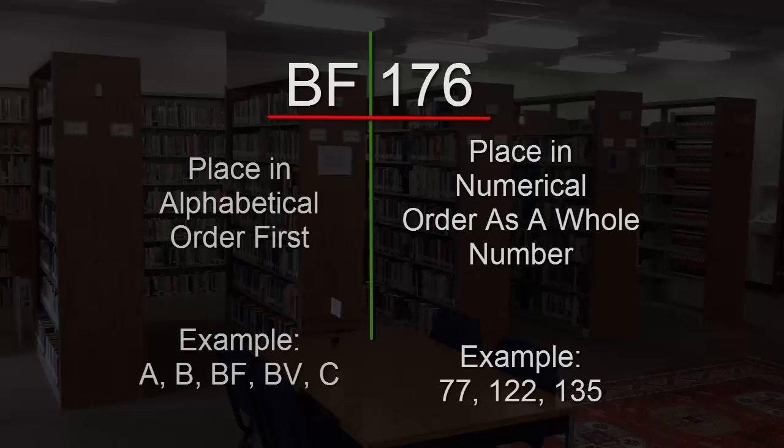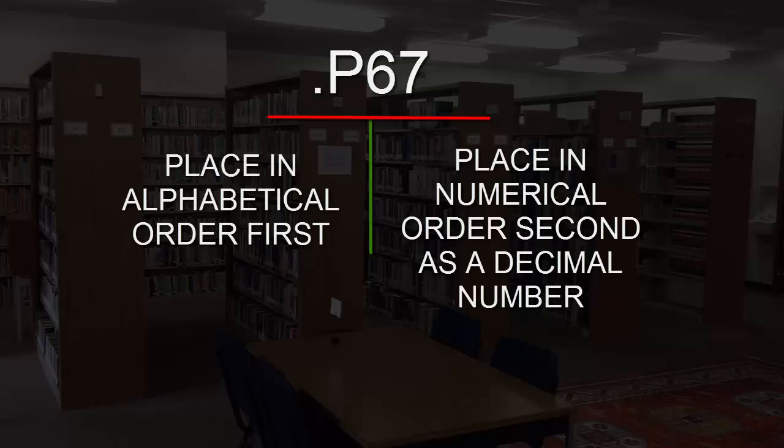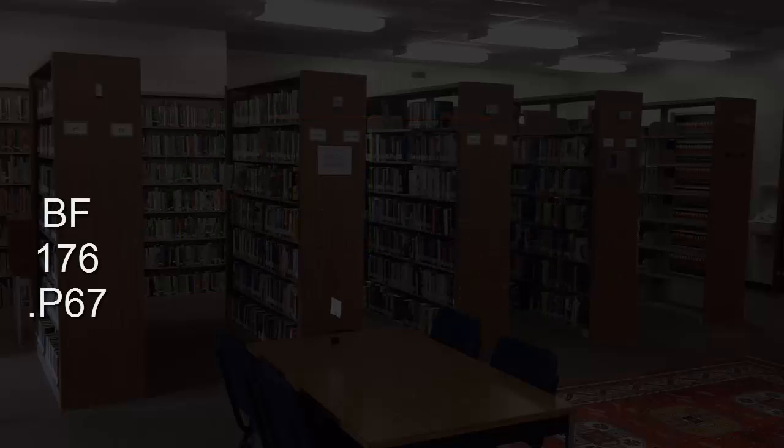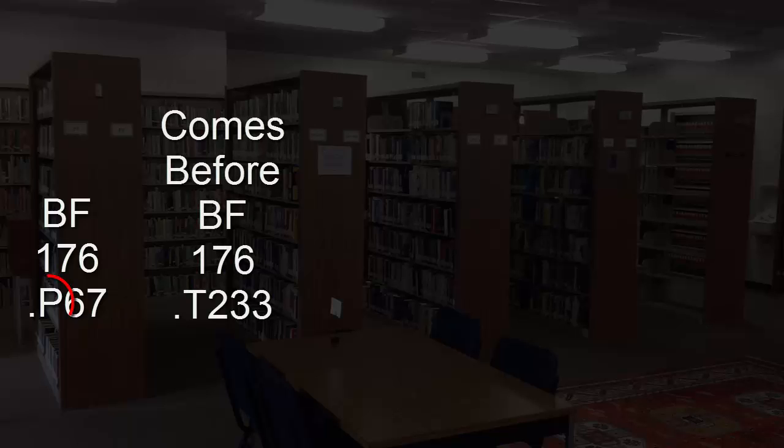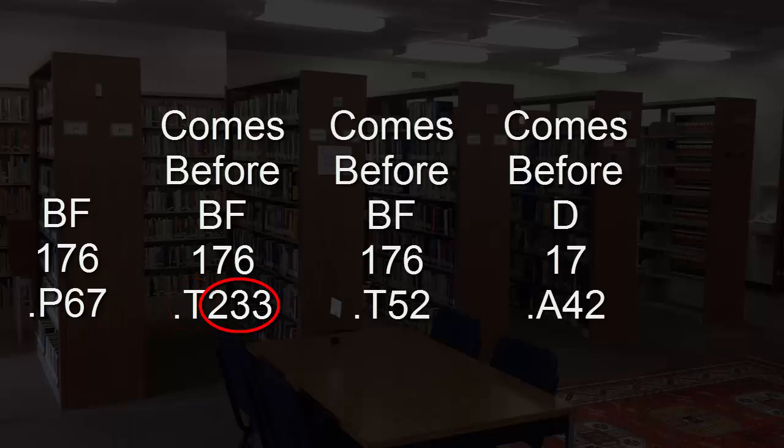So looking at the first two parts, the first part being the letters, which we place in alphabetical order first. Examples are below. The second part being the numbers, which you place in numerical order, each as a whole number. The third part you begin by placing in alphabetical order first, and then in numerical order second, as a decimal point. So .P would come before .T, and the decimal 233 comes before the decimal 52, and BF comes before D.